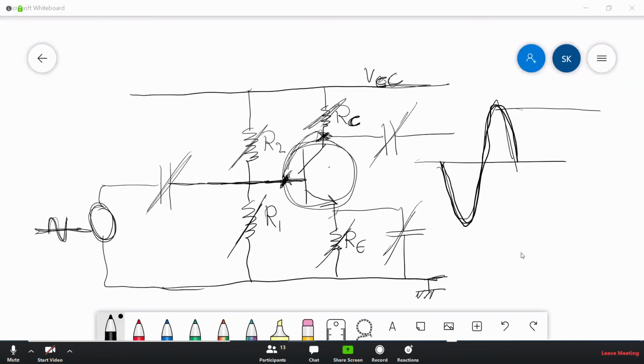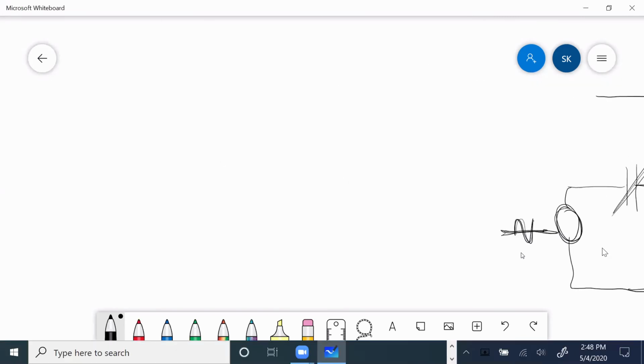Right. Are we happy so far? Are we all good? Do we all follow? Any questions at all? So I'm about to tell you about how we choose the values of these components. Good. Thank you very much. Right. The very first thing is to choose the right transistor. How do I choose the right transistor?